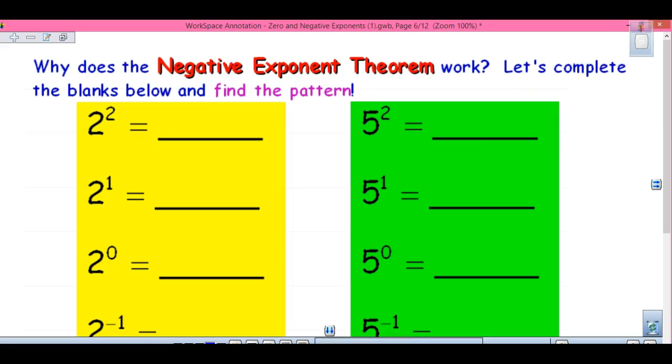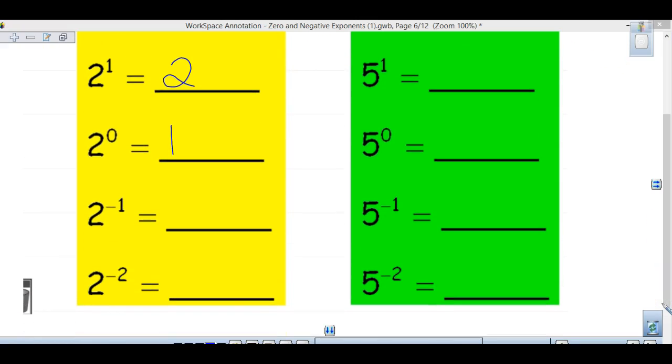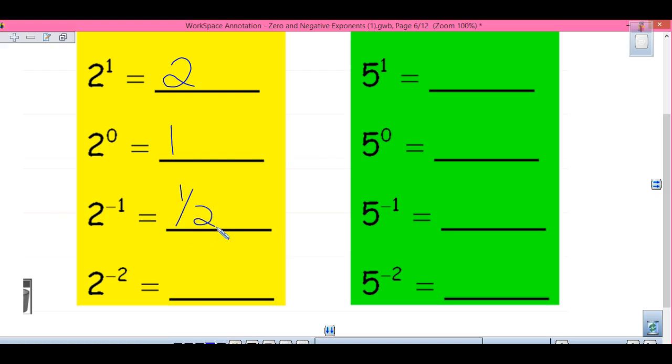Okay, now, what is 2 squared? 4. What is 2 to the 1st power? What is 2 to the 0? 1. Okay, now, Sam, you can use your calculator. 2 to the negative 1 is? With math, enter. 1/2. Okay, that's why I told you to use your calculator.